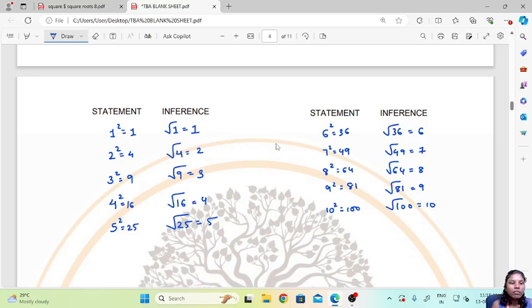Now if you have 1 square over here, the answer is 1. So root of 1 will be 1. 2 square equals 4. Root of 4 we know is 2. 3 square equals 9. Root of 9 is 3. Root of 9 is basically the same as 3 into 3, so you get 9 here. So you have to write root of 9 is 3. 4 square is 16. So root of 16 is 4. So similarly you can find the root of the other numbers.